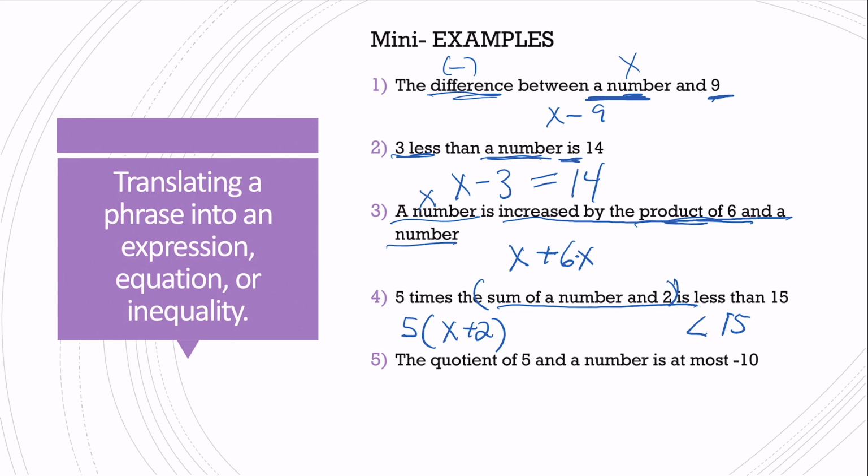And then the quotient of 5 and a number is at most 10. So the quotient of 5 and a number, what's listed first is always the numerator, is at most negative 10. What does that mean, is at most? Well, like I said, we're going to cover this more in the section on inequalities, but is at most means it could be less than or it could be equal to. It's at most, so that means it could be negative 10, but it also could be less than negative 10. So it's less than or equal to.